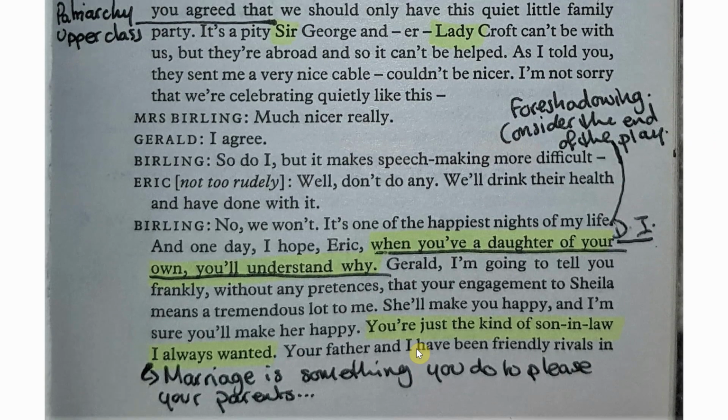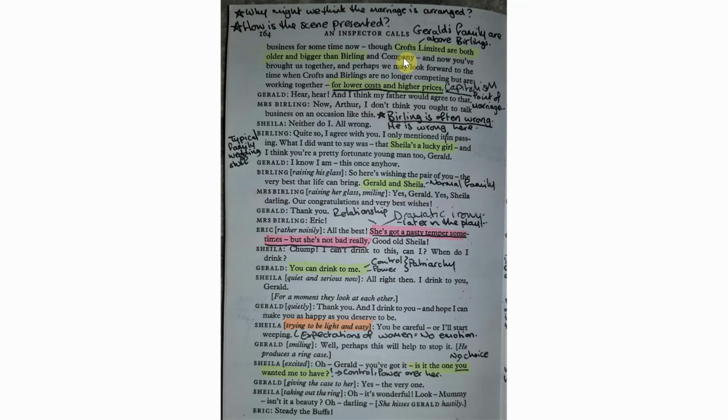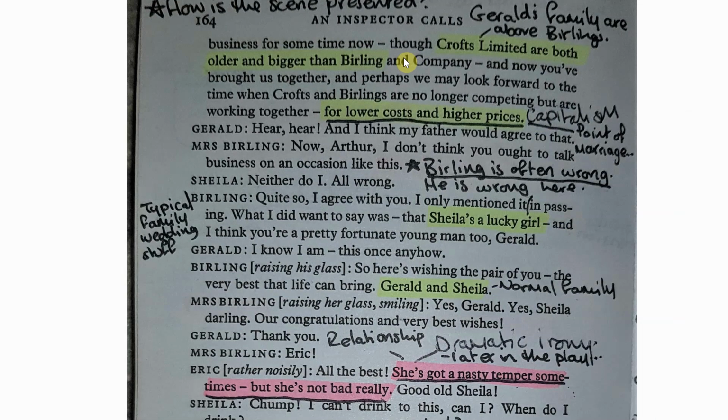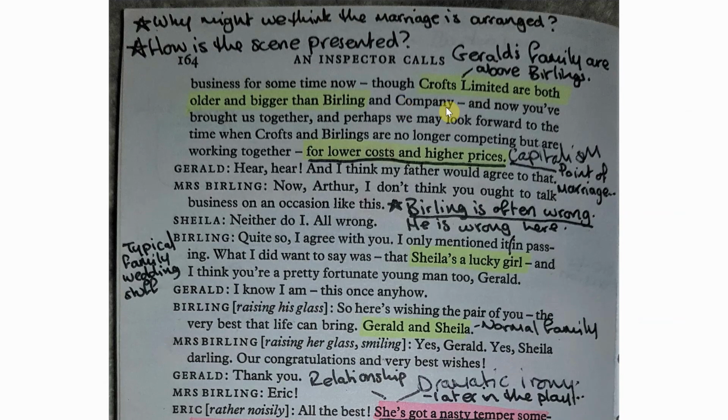We then have a reference to marriage. Birling says to Gerald, "You're just the kind of son-in-law I always wanted," showing that at this time, marriage was sometimes something you did to please your parents. And I want you to question that. Why is Sheila marrying Gerald? Does she marry him because she loves him, or does she marry him because she knows it will make her parents happy?